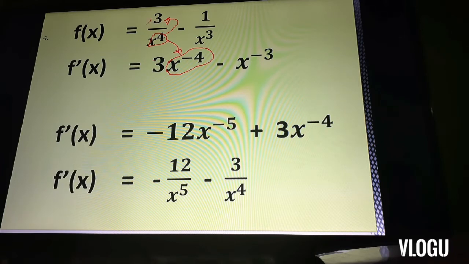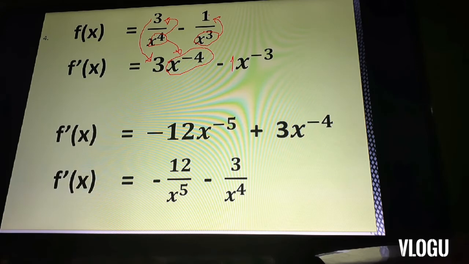Then pag iniangat ko po ito, magiging ganito ang sagot. Since that is positive, magiging negative. Therefore, ang ating possible first derivative is equals to 3x raised to the negative 4th power minus x raised to the negative 3rd power.